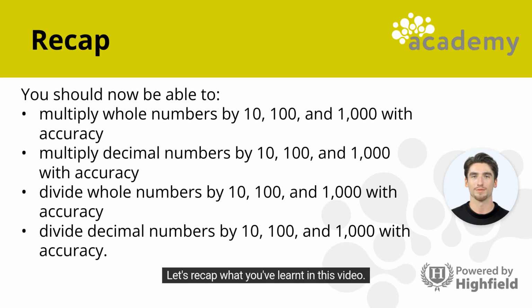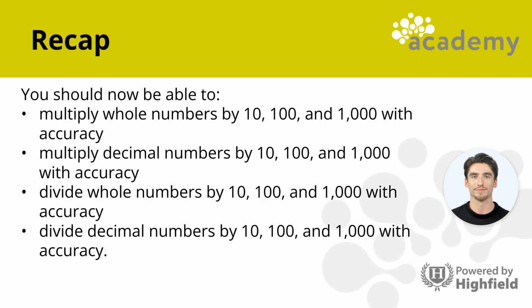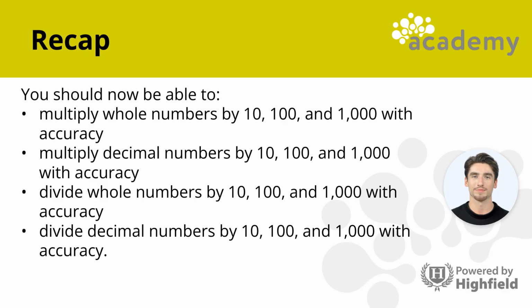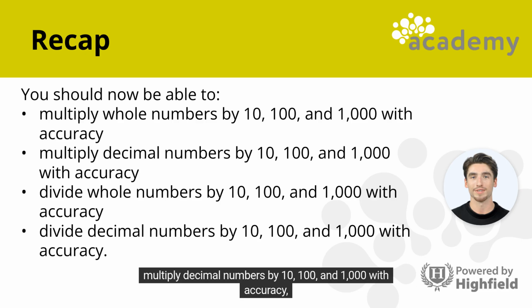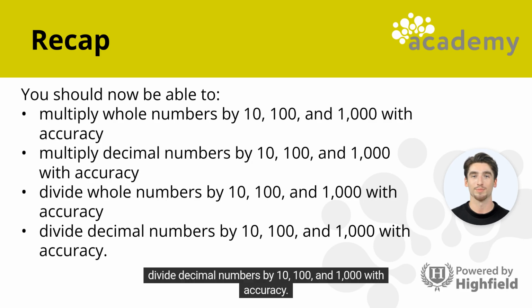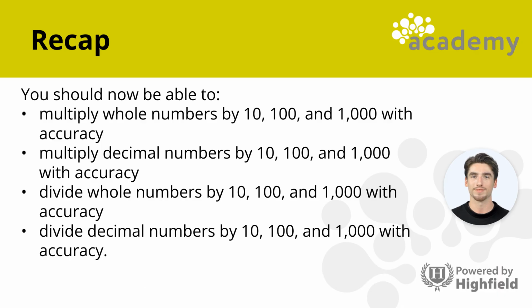Let's recap what you've learnt in this video. You should now be able to multiply whole numbers by 10, 100, and 1000 with accuracy. Multiply decimal numbers by 10, 100, and 1000 with accuracy. Divide whole numbers by 10, 100, and 1000 with accuracy, and divide decimal numbers by 10, 100, and 1000 with accuracy.